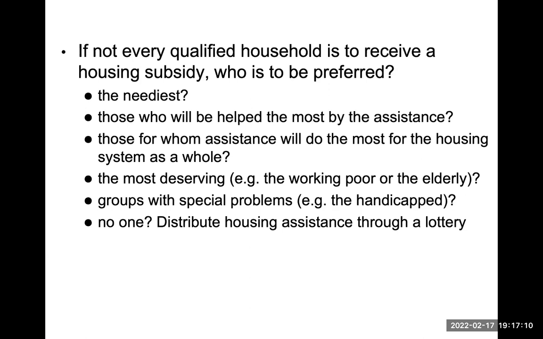Well, if not every qualified household is to receive housing subsidy, who is to be preferred? The neediest, or those who will be helped the most by the assistance, or those for whom assistance will do the most for the housing system as a whole. And the most deserving, like we say, the working poor or the elderly or single elderly, etc. Or the groups with special problems like disabled, handicapped, etc.